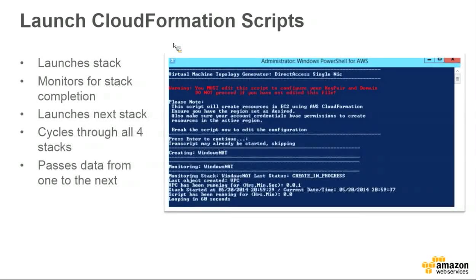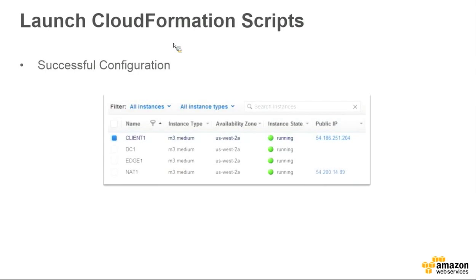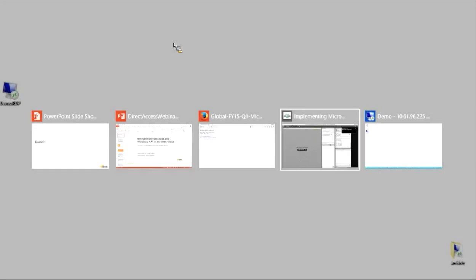So I own serena.org, and I've hosted that inside of Route 53. I've created a subdomain for that called corp, and the actual name of the DirectAccess server in this case is going to be DA for short. I've also configured a name of a key pair that is available to the account that I'm using to launch the script. And that is really the only modifications that you need.